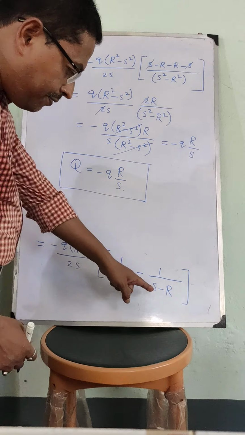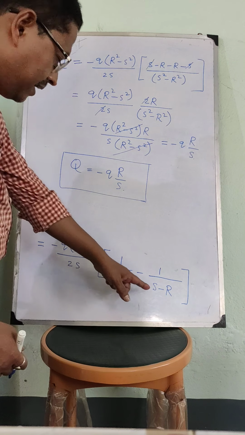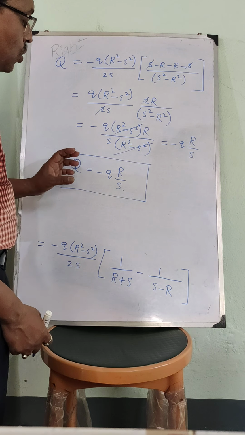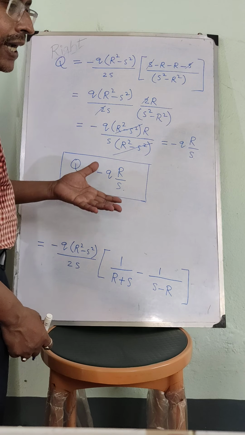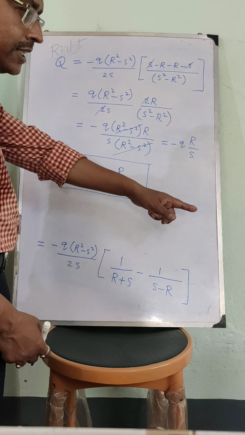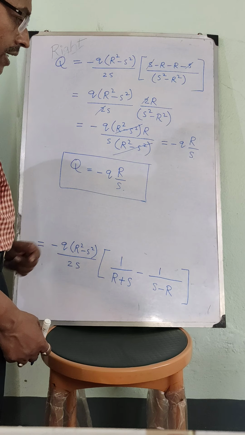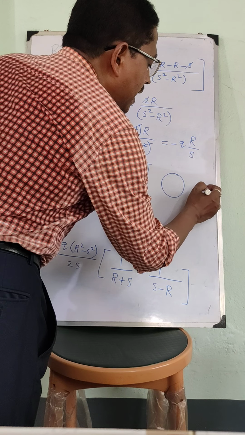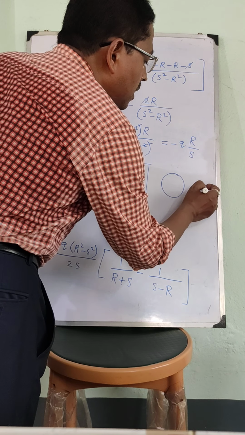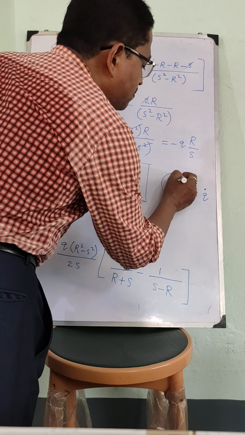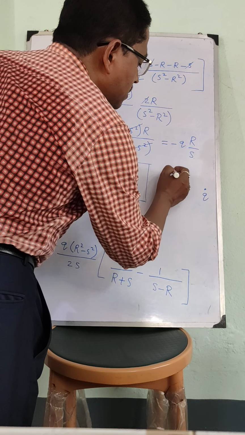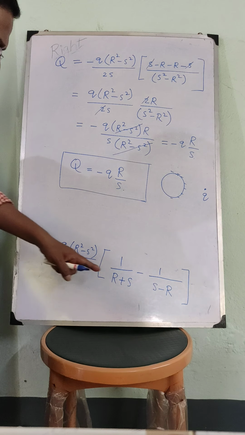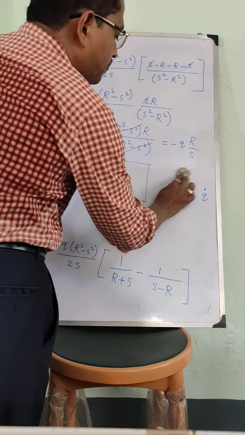Now you can see that if I would have taken r minus s here, then I would have a plus sign here. Since we know that the induced charge should be negative, because outside we have a positive charge plus q outside the conducting sphere, this plus q charge will induce negative charges on the surface of the conducting sphere. So this net induced charge should be negative. So I have taken this to be s minus r.